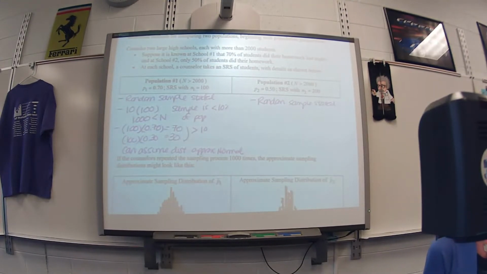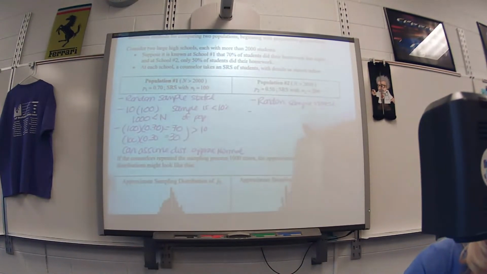So if you want to start by saying a random sample was stated for both populations, you can do that, okay? But just make sure, don't just say random sample was stated. If you want to continue to say for both populations, that's all right. Just make sure you address them both, okay?